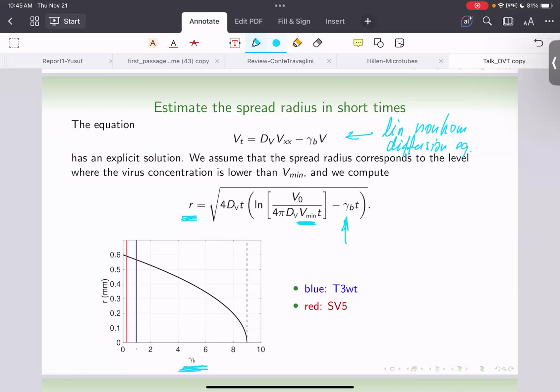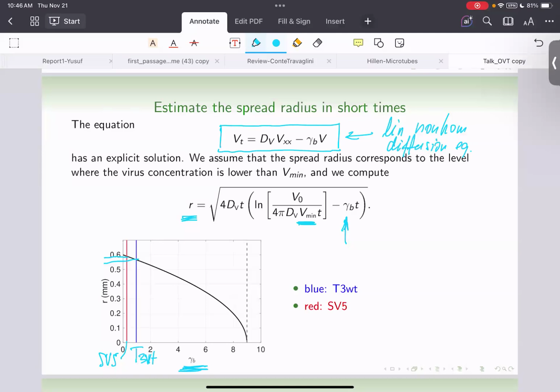So here blue is T3WT, the wild type, and supervirus 5 is the red one. If you look here at the spread radii, the supervirus should have larger plugs than the wild type. This was unexpected for the biologists, and it could already be explained by a very simple model, actually. So we didn't need our full virus model for this.